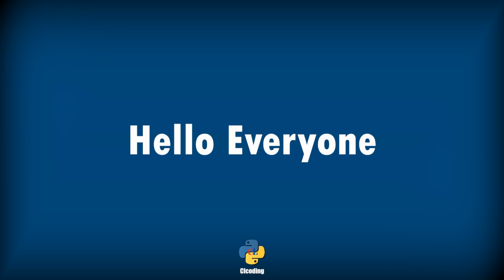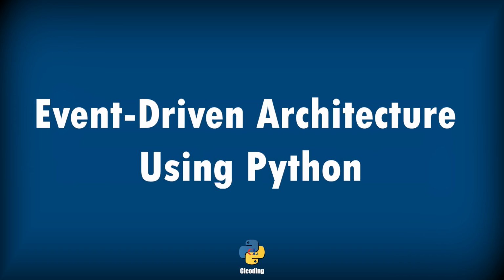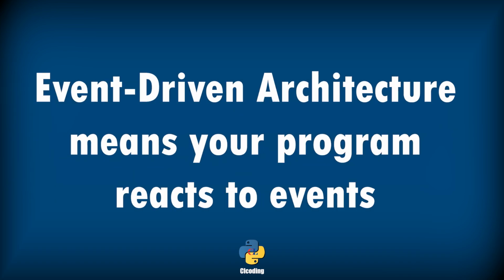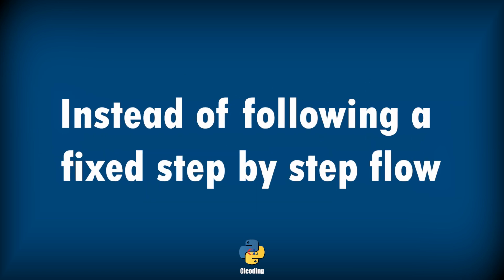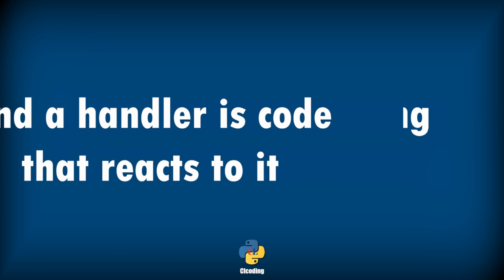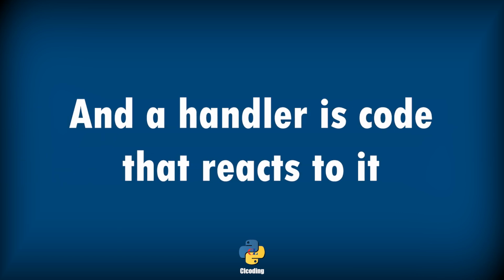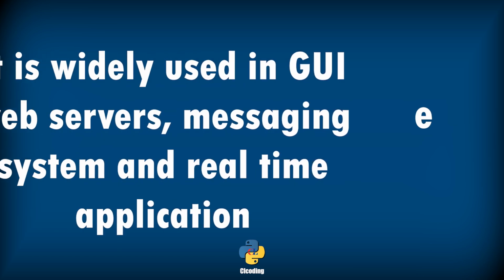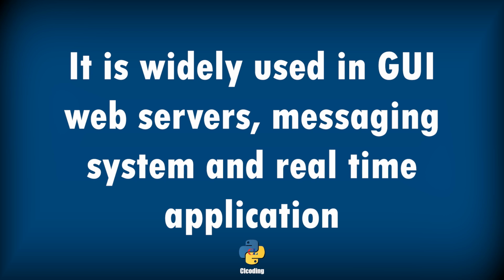So today's video is about event-driven architecture using Python. Event-driven architecture means your program reacts to events instead of following a fixed step-by-step flow. An event is something that happens and a handler is code that reacts to it. It is widely used in GUI, web servers, messaging systems, and real-time applications.